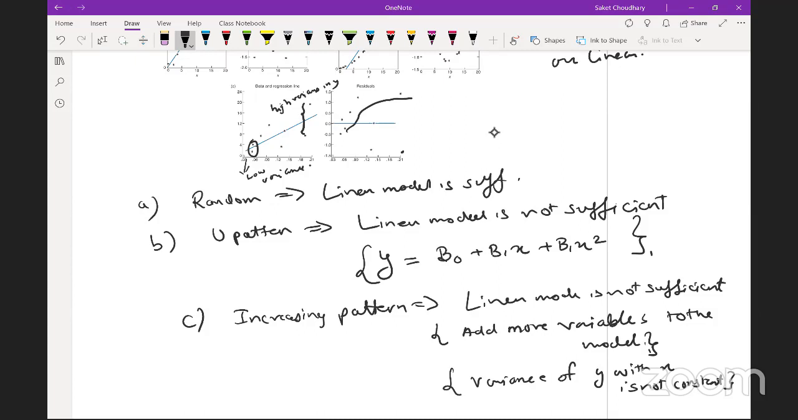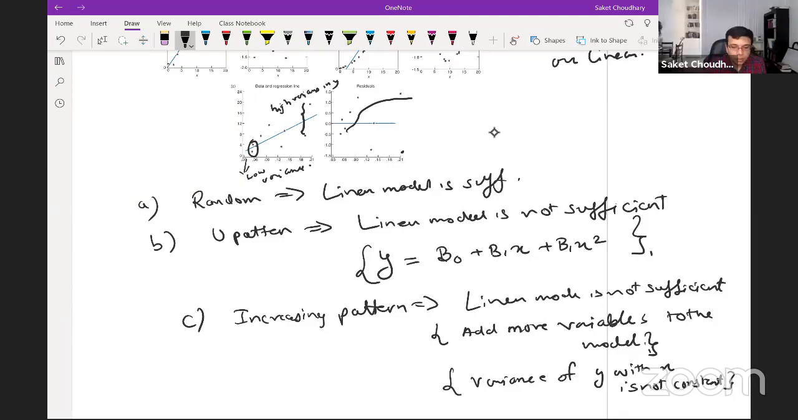Okay, these are all asides. You don't have to really write all this down. We only expect you to be able to figure out whether the linear model is sufficient or not. Okay, so we are already out of time. However, if there are any questions, I'm happy to take them.